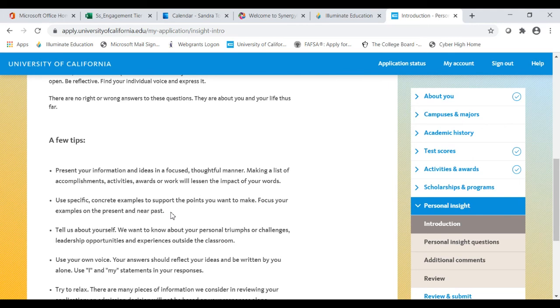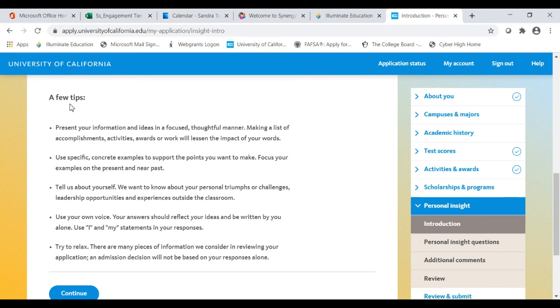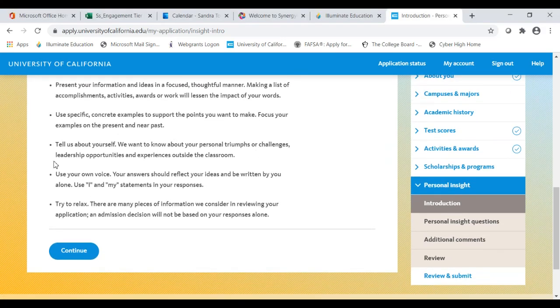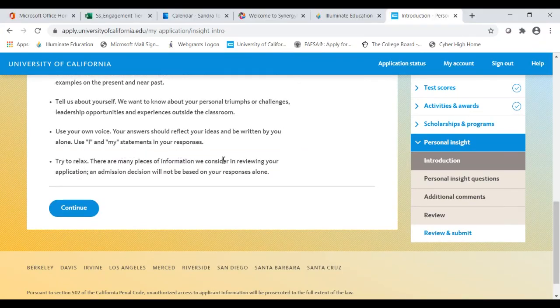And so here are a few tips that they share with you. Present your information and ideas in a focused, thoughtful manner, making a list of accomplishments and activities. Use specific, concrete examples that support your points. Keep focused. Tell about yourself. We want to know about your personal triumphs or challenges, leadership opportunities, experiences outside of the class. Use your own voice, that reflects your ideas, written by you. Use I and my statements.